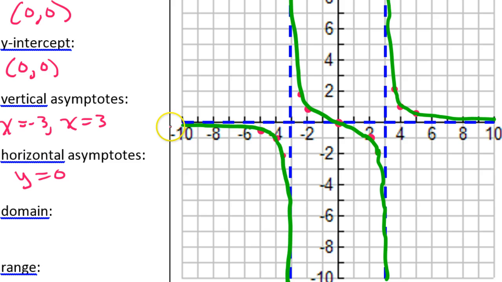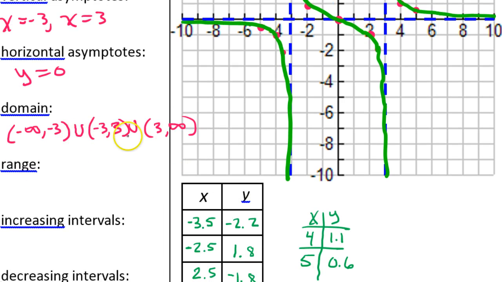So from -infinity up to -3 we have x values. So -infinity up to -3. We'll leave it round to show that -3 itself is not included in this domain. And then this middle area here covers the x values that go from -3 to +3. Alright, and this branch over here covers the x values that go from +3 to infinity. Alright, so there's your domain. And of course we'll connect these parts of the domain with the union symbol.